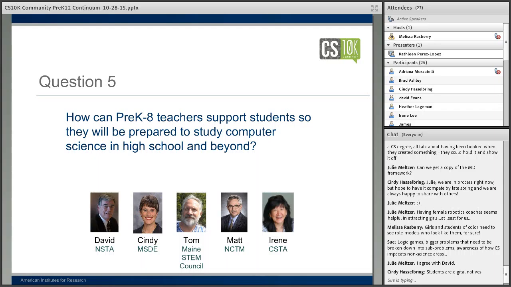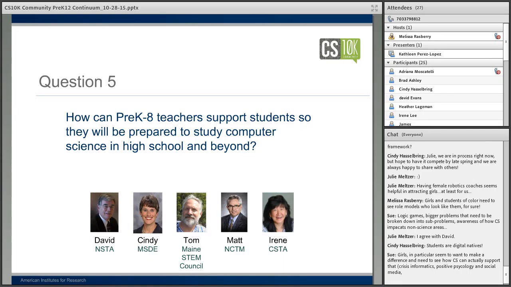Sue from our chat window said logic games, bigger problems that need to be broken down into sub-problems. That's a big computational thinking sort of thing. Awareness of how CS impacts non-science areas. It's everywhere, as computer science is used in every part of life nowadays. Those are important things. Julie Metzger agrees with David. And Cindy in chat said students are digital natives.